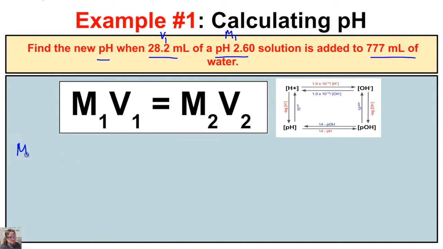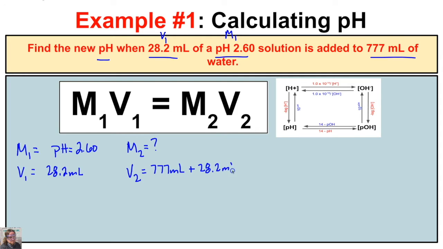So if we take a look, M1 has a pH that is equal to 2.60. Furthermore, we know that V1 is going to be equal to 28.2 milliliters. And so now, if we take a look, we want to find the new pH of our diluted solution. And so what we should probably end up finding first is M2. If we find out the molarity, then we can easily convert this to pH using this diagram over here. And if we take a look, V2, it says that we're adding 777 milliliters to our original solution, which is 28.2 milliliters. So to get V2 here, we're going to have to take 777 milliliters and add this to 28.2 milliliters. So that's what we're looking at.